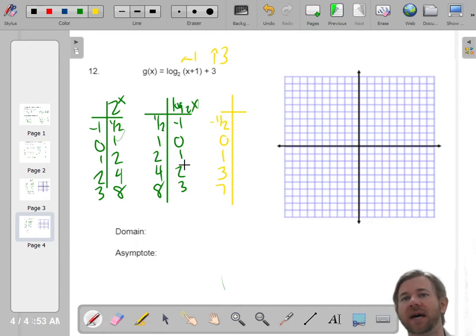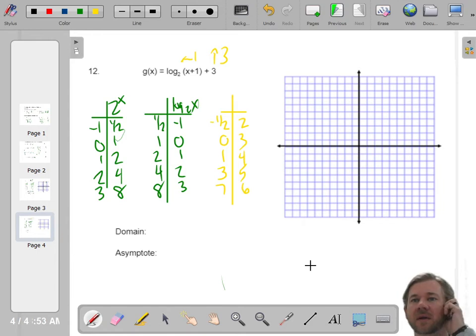Add 3 to all the y's because it's going up. So negative 1 plus 3 is 2. 0 plus 3 is 3. 4, 5, 6. There we go. So there's my graph. My table, anyway. And that is the actual function that I'm asked to graph.